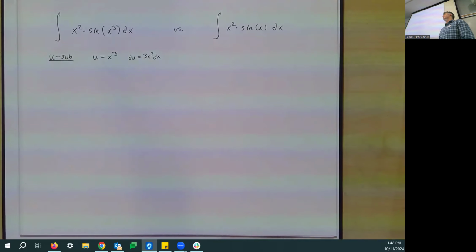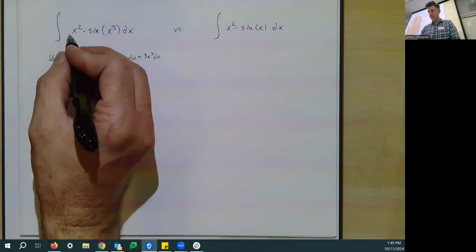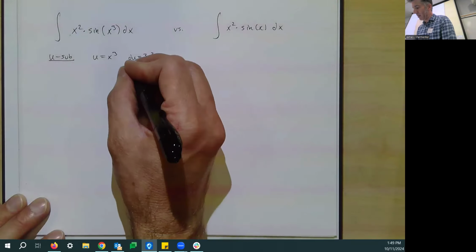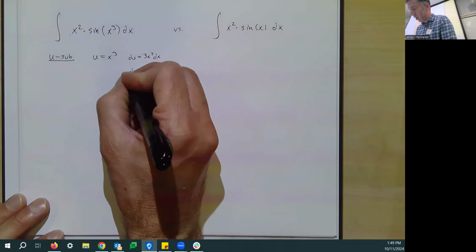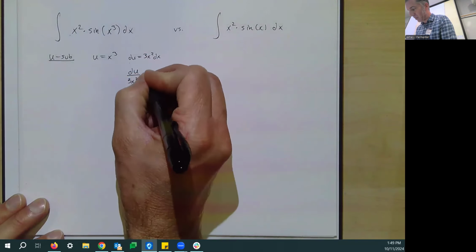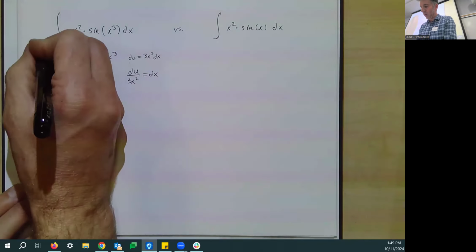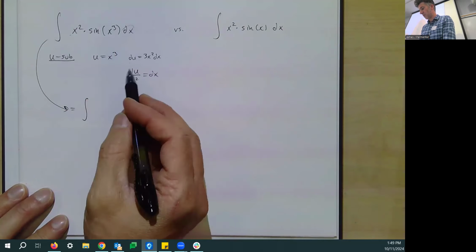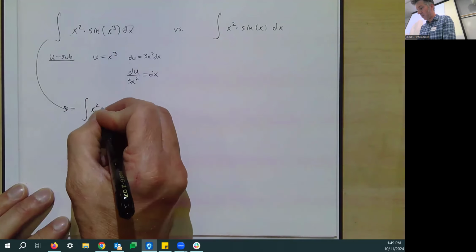I'm going to do this one in a slightly different way, just for those of you that don't like doing it the way I've been doing it. So for me, I would say 1/3 du equals x squared dx and replace the x squared times dx with 1/3 du. But if you prefer solving for dx, here's how we can do it that way. We can rewrite this as du over 3x squared equal to dx. And then replace dx with what we said it was equal to, leaving everything else alone for a moment.